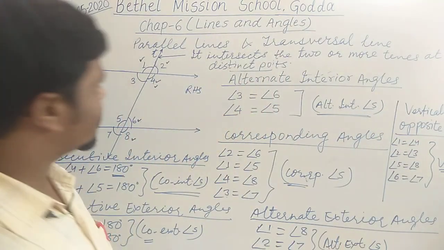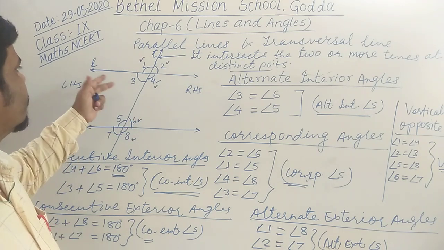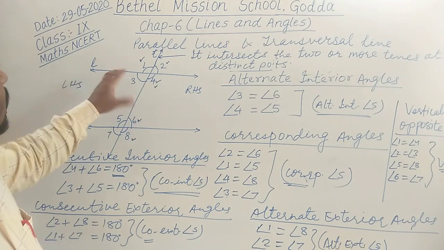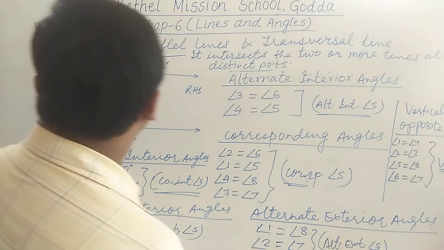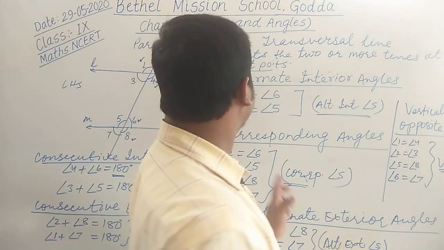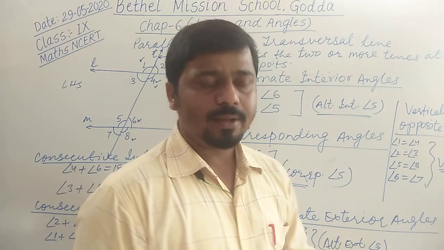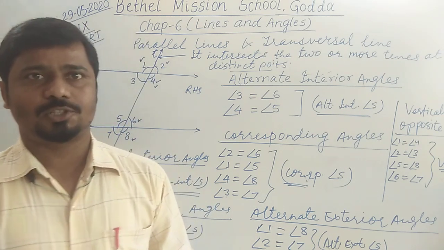So you understand the relation between angles when two lines are parallel and one is a transversal. Then there are many angles, and the relation among them you have seen here. Okay, now we will start some examples from this chapter. Let's see.